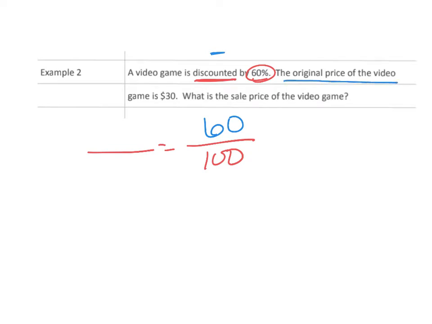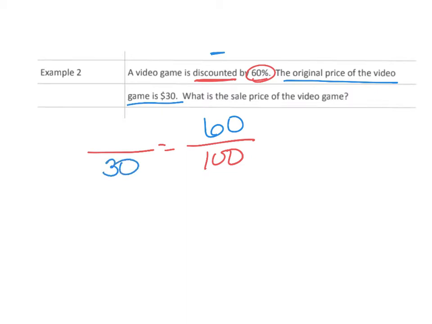Let's do another one. Again, starting out with our percent proportion. A video game is discounted by 60%. So that 60% is going to go up there. Discount means that we're going to subtract it. But first we need to know how much. The original price of the video game was $30. So I'm going to put the 30 down there.